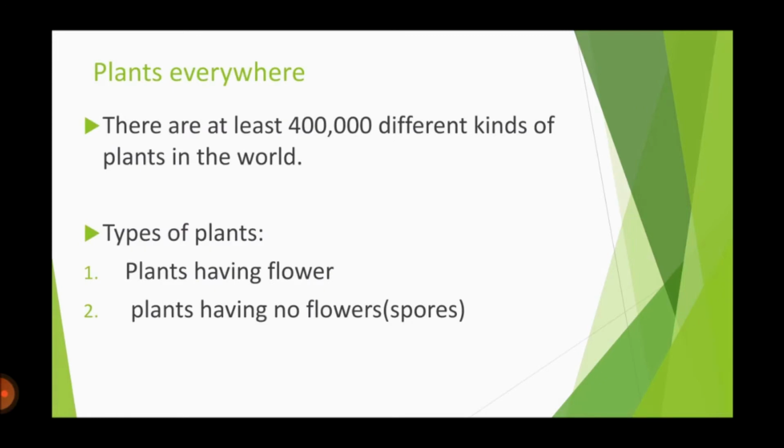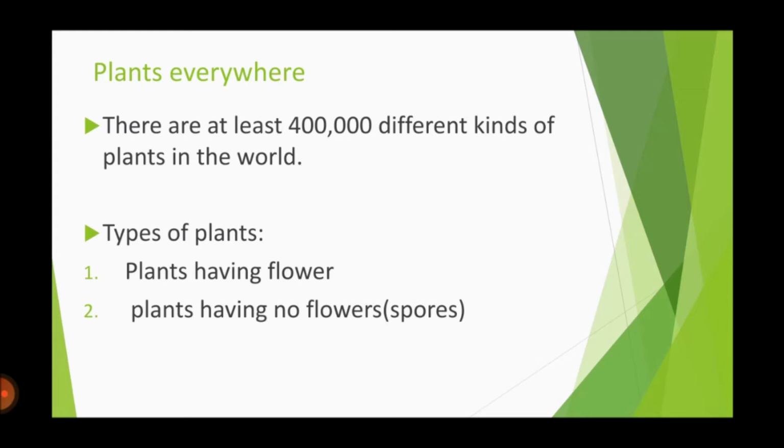Plants everywhere is the next topic, and there are at least how many different kinds, students? We have 4 lakh different kinds of plants in the world. Yes, now we are coming towards plants, because we were discussing animals in the previous slides. Now we are discussing plants. So 4 lakh different kinds of plants are present in this world.